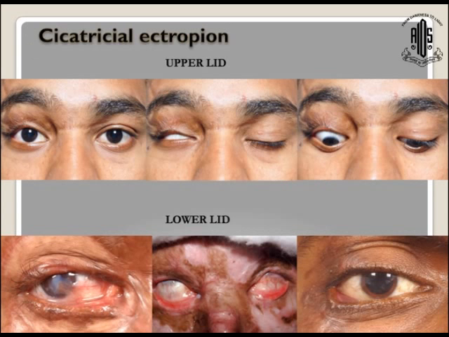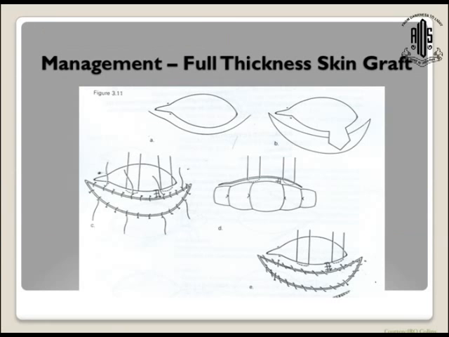In the upper eyelid, when you have a cicatricial ectropion, the major problem becomes exposure of the cornea. In the lower eyelid, it might not be such a big problem. When we look at management options, the first thing that comes to mind is a full thickness skin graft. For the upper eyelid, a skin graft remains the most viable option.